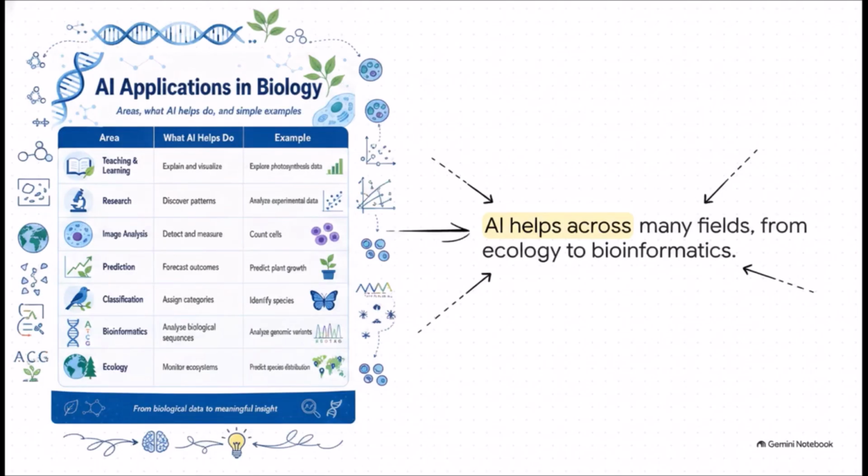The sheer breadth of what AI can actually do right now is just staggering. It's really not just a niche tool for computer scientists anymore. It is touching literally every corner of biological science. Just think about it. In ecology, AI is out there forecasting outcomes and predicting species distributions across entire ecosystems. In image analysis, it's detecting and measuring things automatically, like counting cells so you don't have to sit there and squint at a monitor for hours on end. Whether you're analyzing genomic variants in bioinformatics or predicting plant growth, AI is acting like this massive accelerator. It translates raw biological data into actual, workable insights in a fraction of the time.